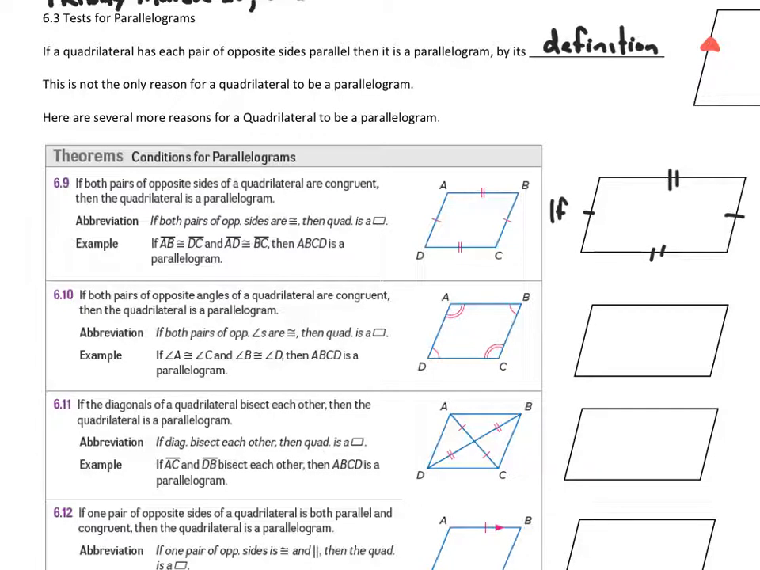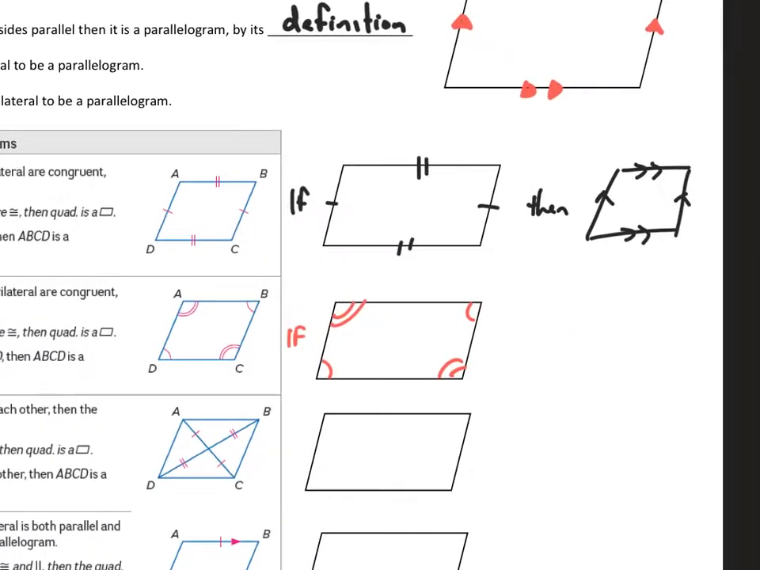Theorem 6.10. If both pairs of opposite angles of a quadrilateral are congruent. So if I see that both pairs of opposite angles are congruent, then I no longer call that a quadrilateral. I could give that quadrilateral a more specific name, and that is a parallelogram. So if opposite angles, both pairs, are congruent, then parallelogram.